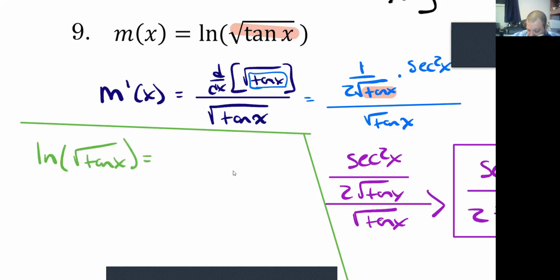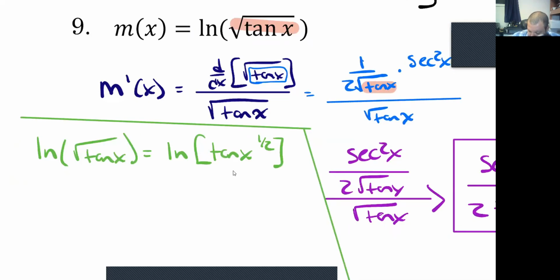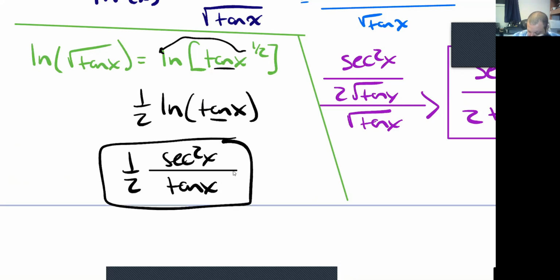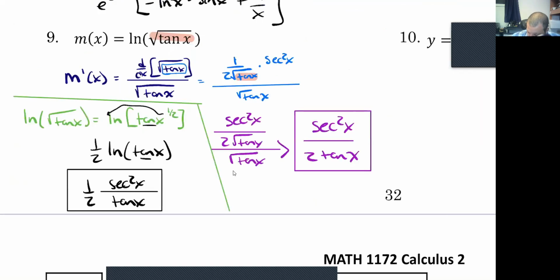We could write the square root of the tangent of x as the natural log of the tangent of x raised to the 1/2. Right, and because we have a natural log of something to a power, this power can come down front. We can write this as 1/2 natural log of tangent of x. If we took this derivative, it would be a little bit easier. The tangent of x would end up in the denominator. The derivative of the tangent would be secant squared of x. And that would be the exact same thing that we got over there. Look at that. Math working out.